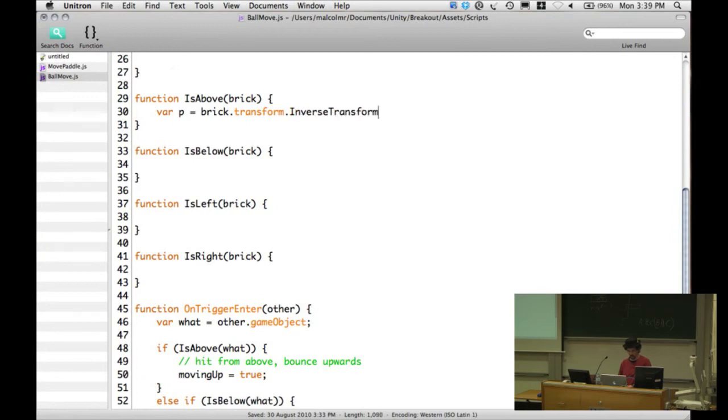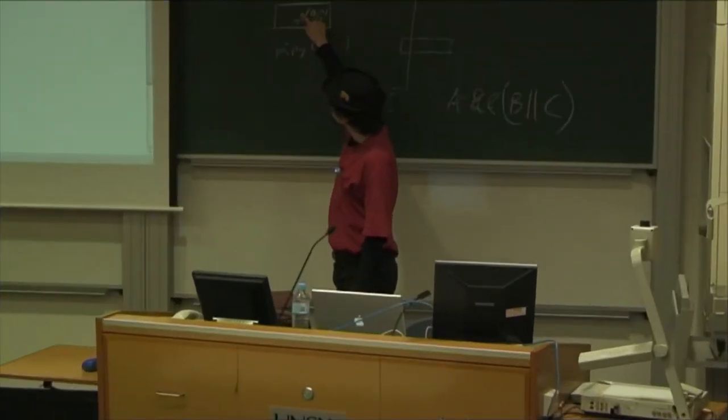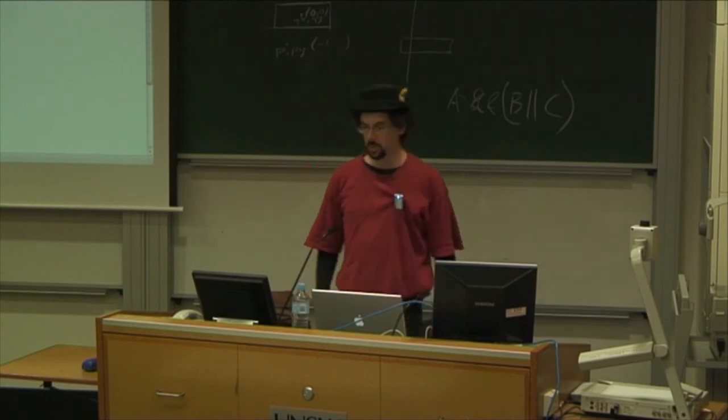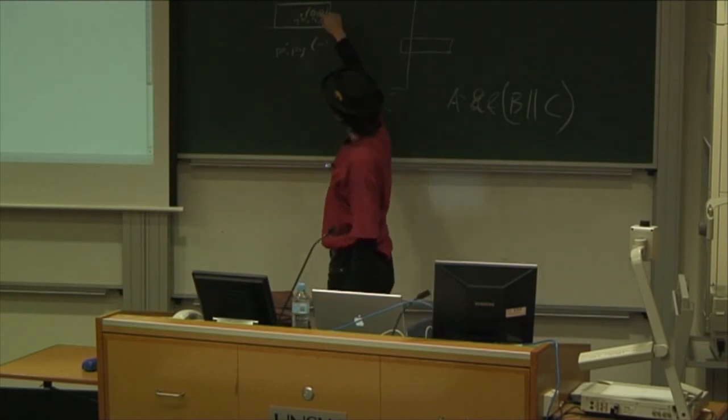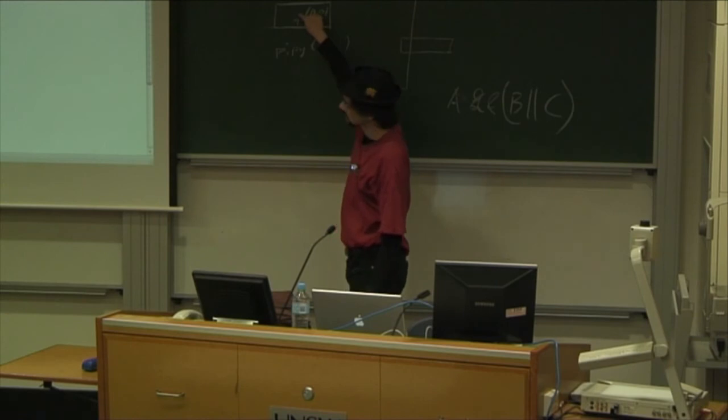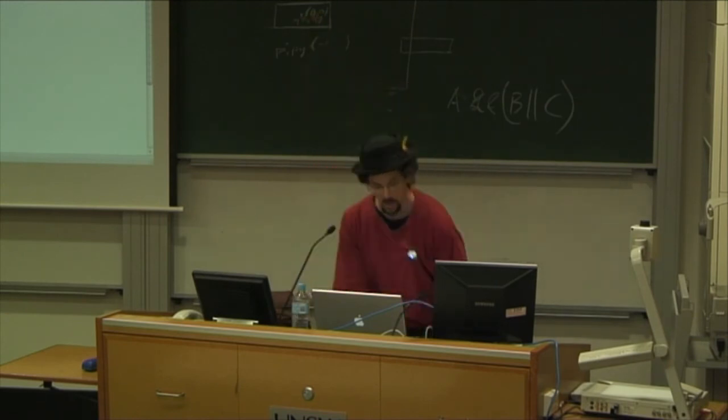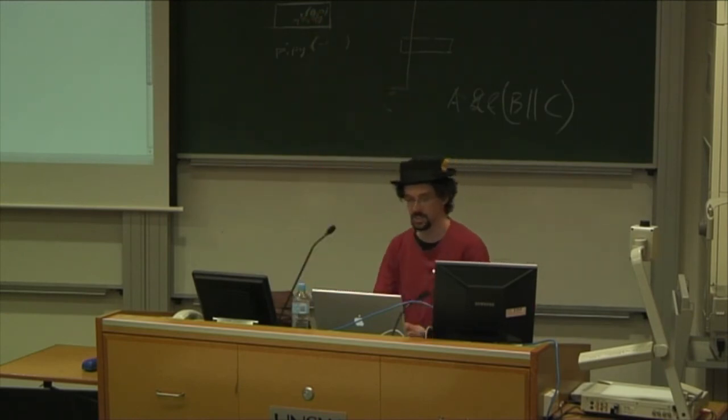transform point. And the point that we want to transform is the ball's position, which is our current transform dot position. So we're taking the world's coordinates of the ball, which is this, and converting them into the local coordinates of the brick. And so now that gives us a point which is referred to from this location. Now it's above.